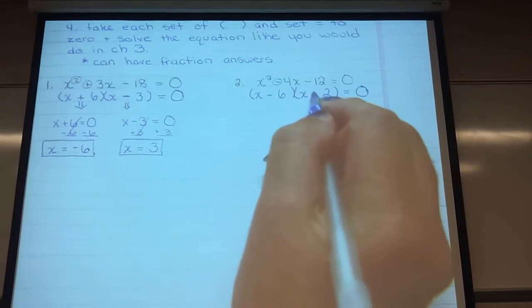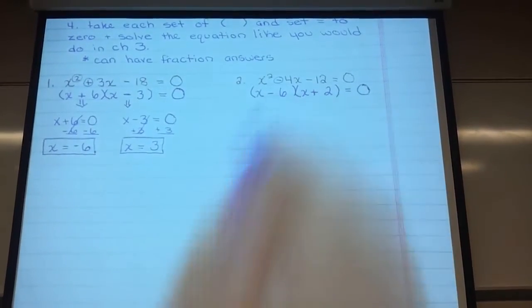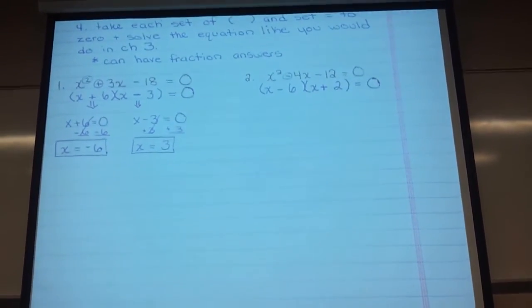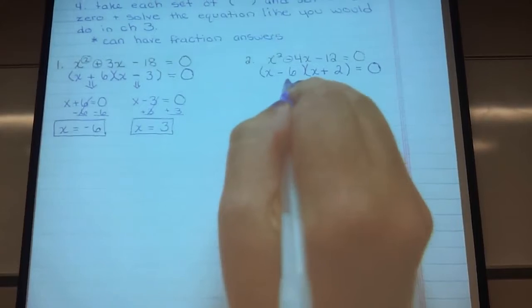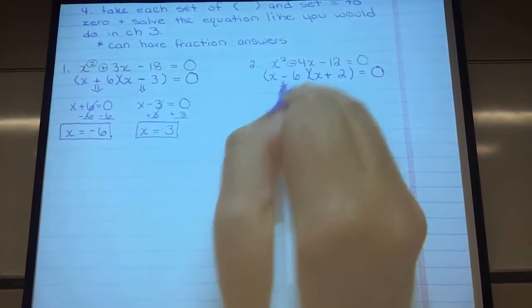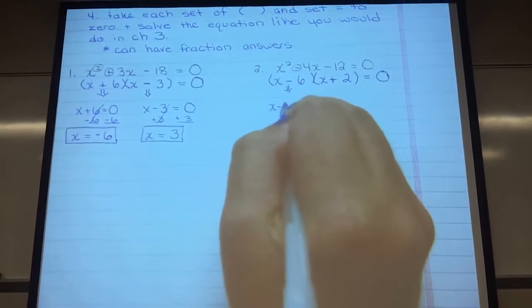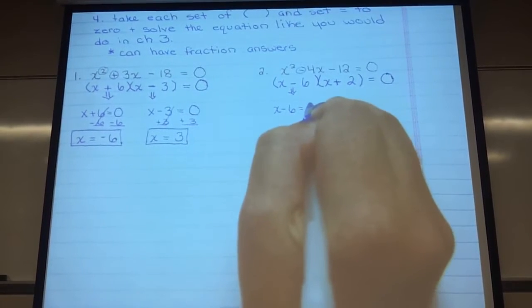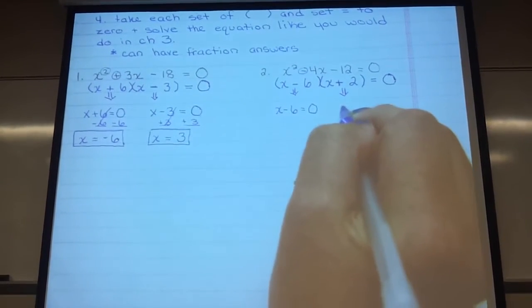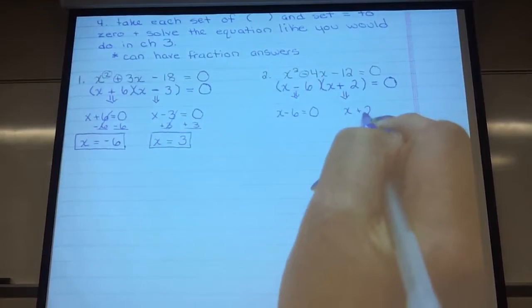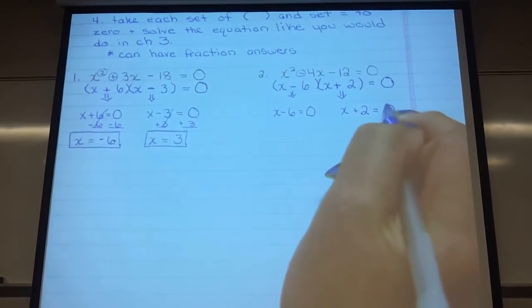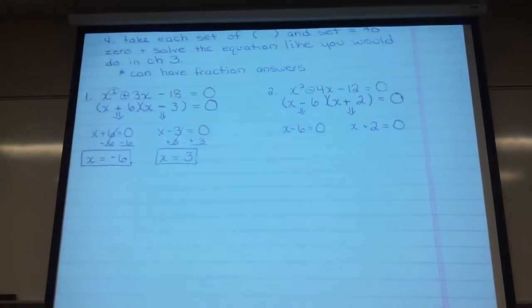So again, this part's just kind of a reviewing area where we're reviewing how to factor. And then you're going to split these up into their own little individual problems. So we've got x minus 6 equals 0. And then this one, I've got x plus 2 equals 0. See if you can go ahead and solve those two pieces.